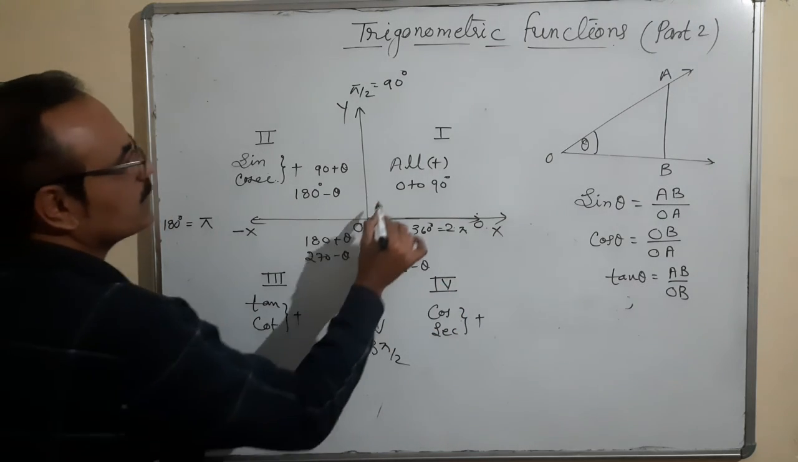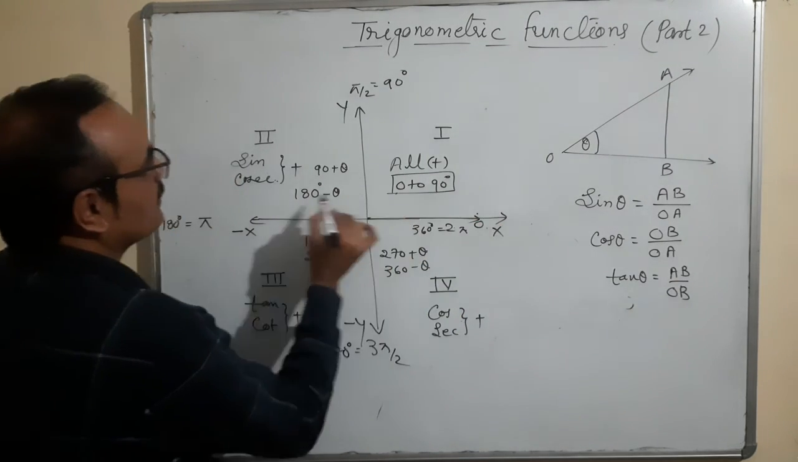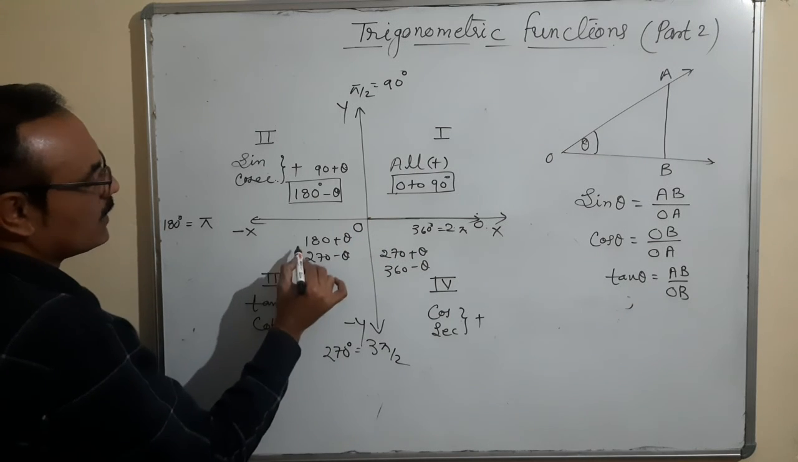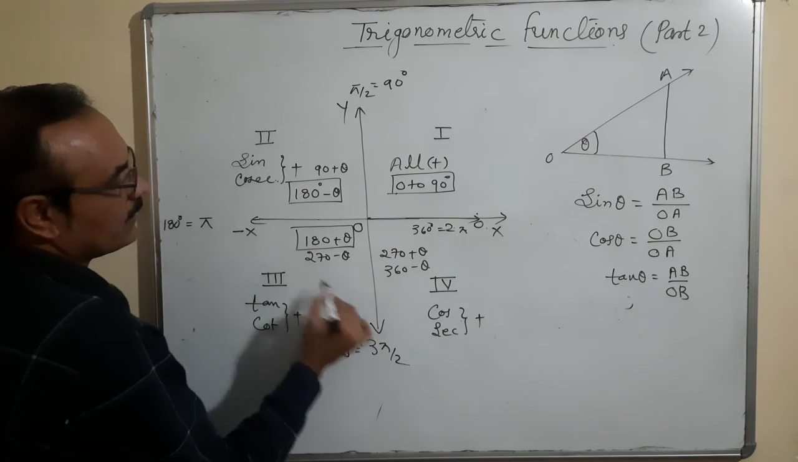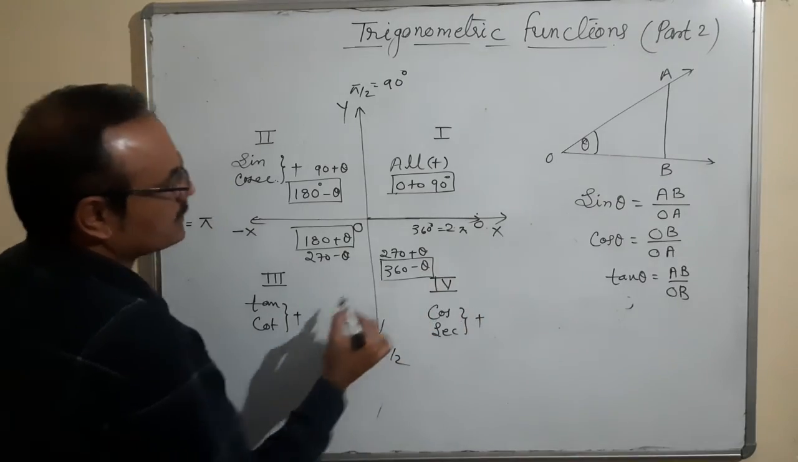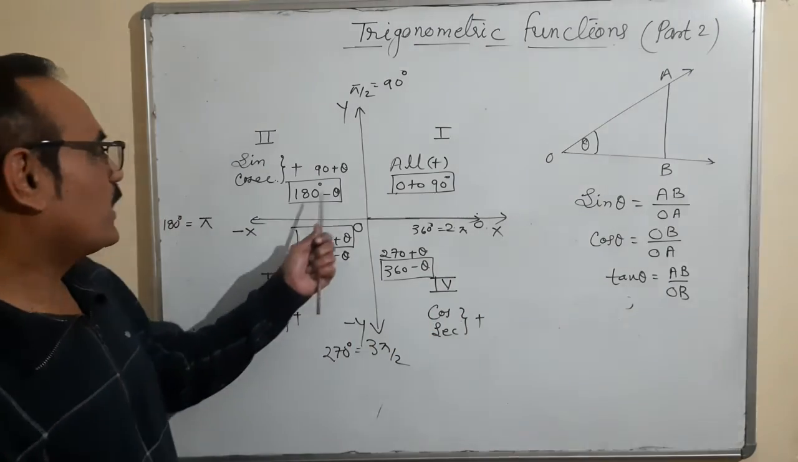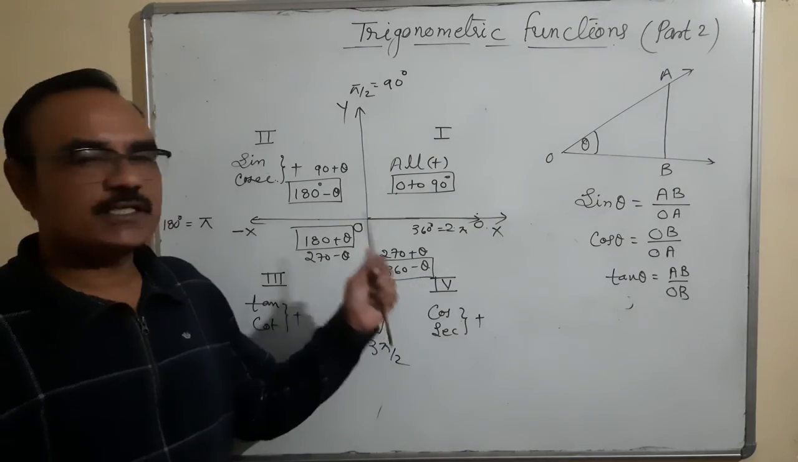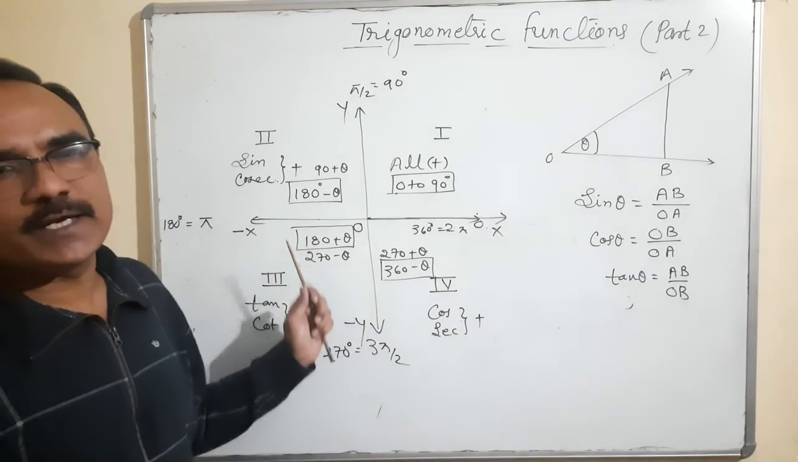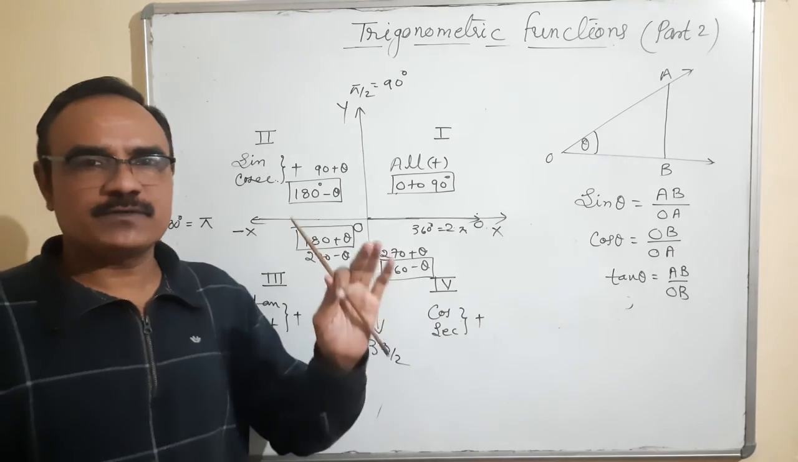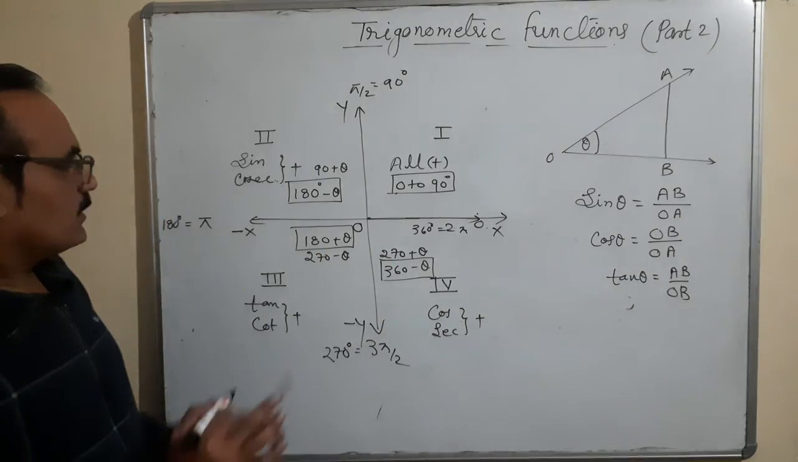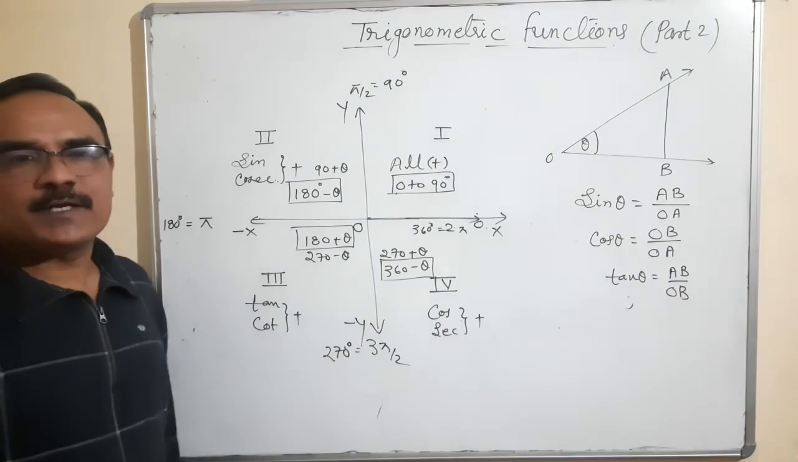So we will use only these terms: 180 minus theta, 180 plus theta, and 360 minus theta, because these are the terms in which the ratios are not changed. Okay, 180 minus, 180 plus, 360 minus, 360 plus. 180 minus in the second, 180 plus in the third, 360 minus in the fourth. Okay, so that you will remember it properly.